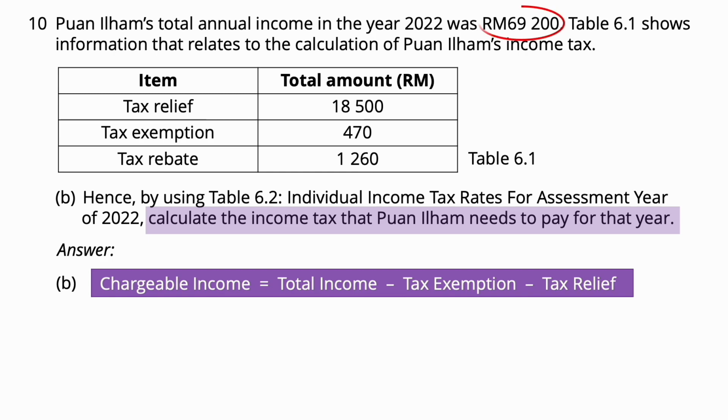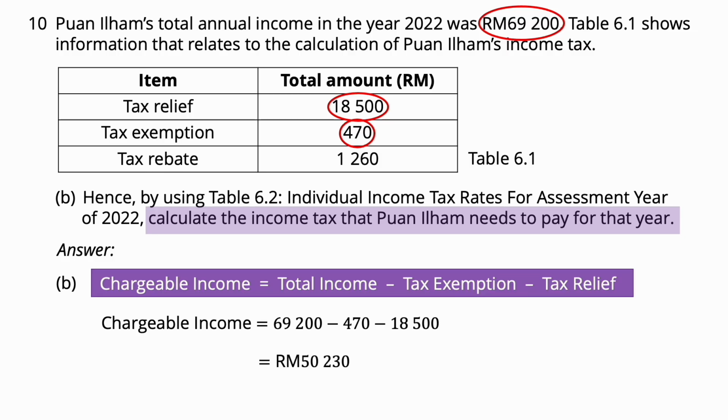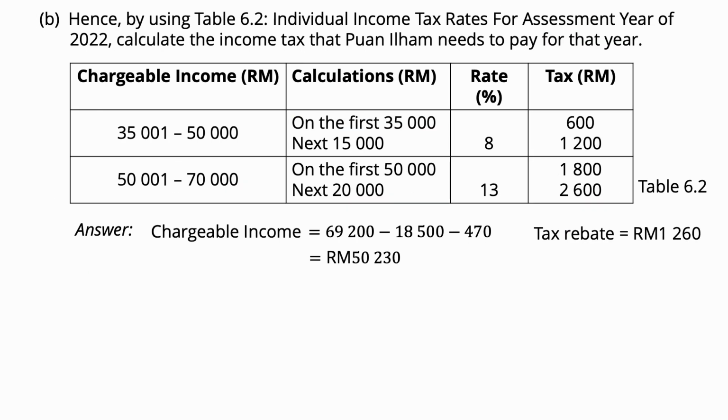The total income $69,200. Tax exemption $470. Tax relief $18,500. Chargeable income equals 69,200 minus 470 minus 18,500. The calculated result is 50,230 ringgit Malaysia. Once the chargeable income is determined, we can then calculate the tax payable using the applicable tax rates from the table.